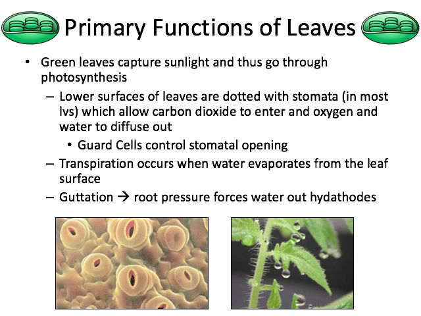It's actually guard cells that control the opening and closing of the stomatal apparatus. Another process that occurs at the leaves is transpiration. This occurs when water evaporates from the surface of a leaf out into the atmosphere. And lastly, we have guttation. This is the process by which root pressure forces water out of special openings called hydathodes.